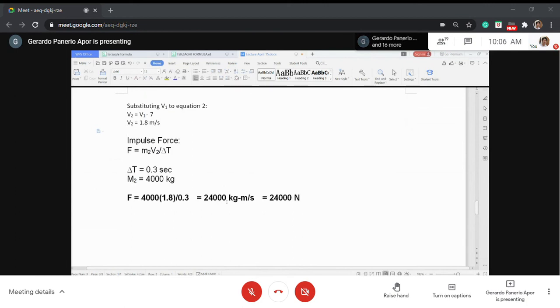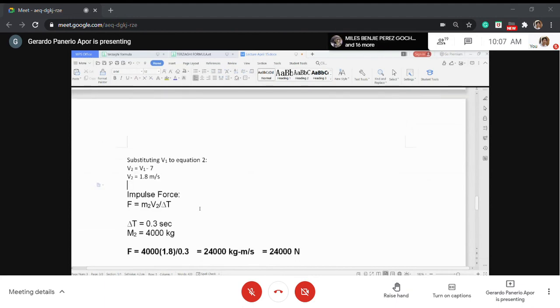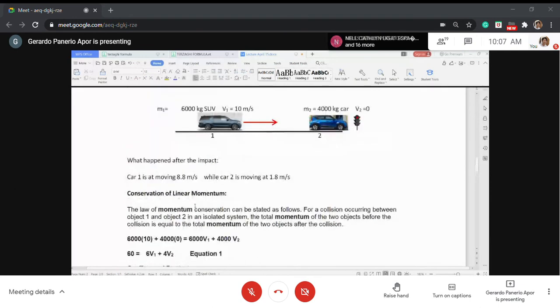The unit of mass is kilogram, and the unit of velocity is meter per second. The coefficient has no unit because it is a coefficient. So the result is 24,000 kilogram meter per second. Converting this to Newton, a Newton is equal to kilogram meter per second. So that's 24,000 Newton. That is the average impulse force during the collision.